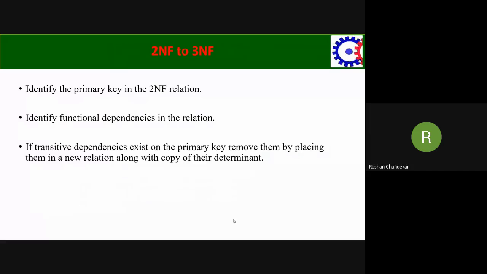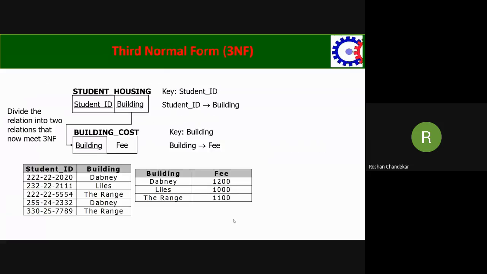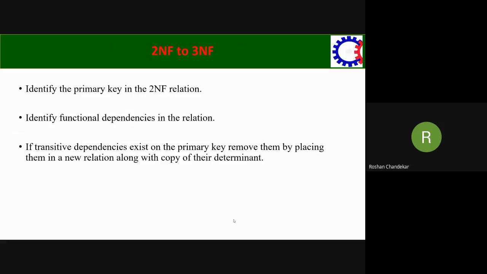Then identify the functional dependency in the relation. Yes, we have to identify the functional dependency, building with fees. Both are functionally dependent: fees are functionally dependent on building. Then if a transitive dependency exists on the primary key, keep in mind that there is a transitive dependency in the above table. So remove it by placing it in a new relation along with a copy of its determinant.